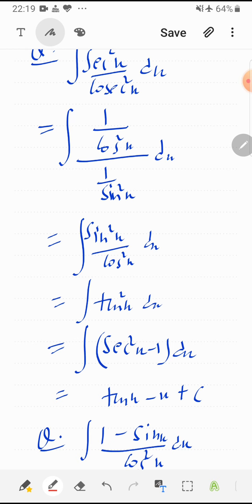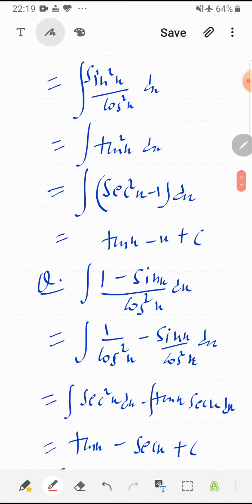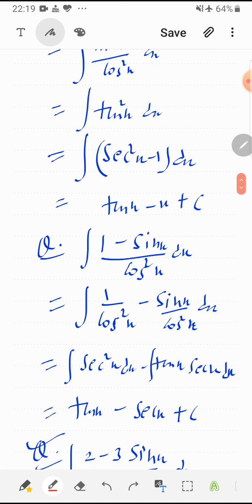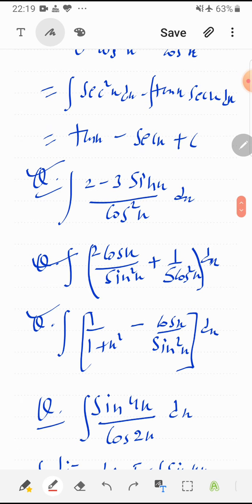Now the next question is (1 minus sin x) whole upon cos square x. The first thing which immediately comes to our mind is to split this into 1 by cos square x minus sin x by cos square x. So I am getting secant square x, which is easy to integrate, and secant x tan x, whose integral is secant x, so it is done. Some similar questions are there which can be easily integrated using the above question, so you can try this at home.